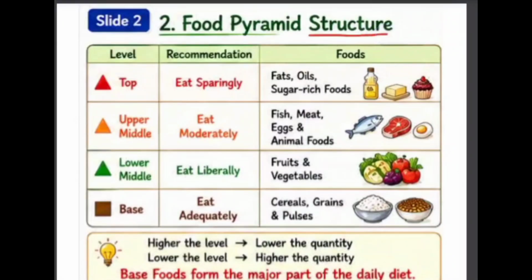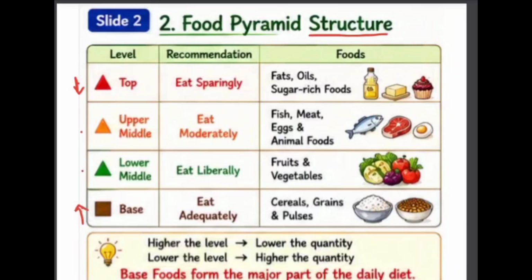Let us now discuss the structure of food pyramid. The pyramid is divided into different levels. An important rule to remember is that as we move upward in the pyramid, the quantity of food we consume should decrease. Foods at the bottom should be eaten more often, while foods at the top should be eaten less frequently. Let us understand each level one by one.